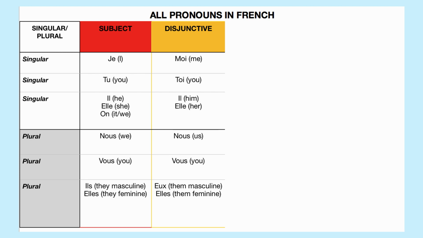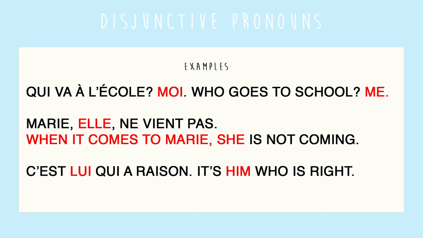Eux is them for the masculine form of them. Elle is them for the feminine form of them. Let's put this into context with some examples. Qui va à l'école? Moi. Who goes to school? Me.